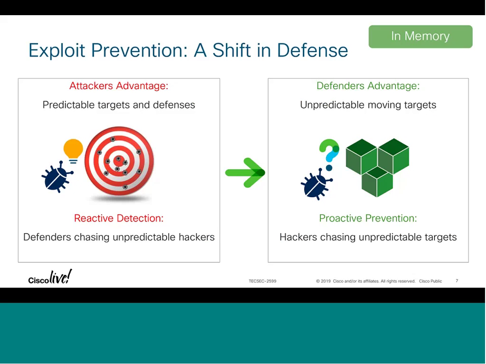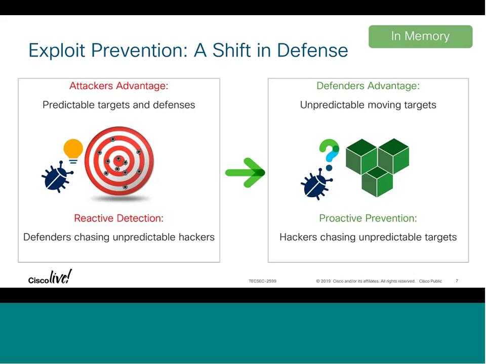So for example, in Windows, if you launch an application, for example, Outlook or Word or some of the other applications, it's always leveraging the assigned memory space. And this makes up a predictable target. If attackers know which memory space is used for that application, they can figure out how to exploit it.